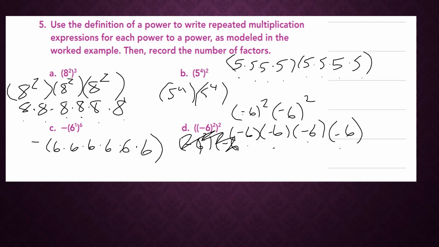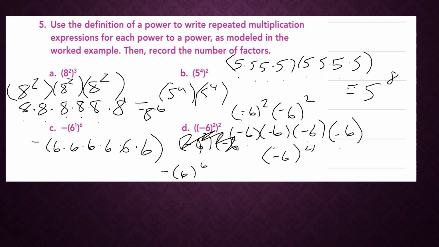Now, if the directions did say to evaluate, we would actually give what 8 to the 6th power equals. But for right now, we're just writing this out. And again, notice what I just said there. If we were to simplify this, this is going to become 8 to the 6th. For letter B, that is 5 to the 8th. For letter C, we've got negative 6 to the 6th. And then for this one, we've got negative 6 to the 4th power.